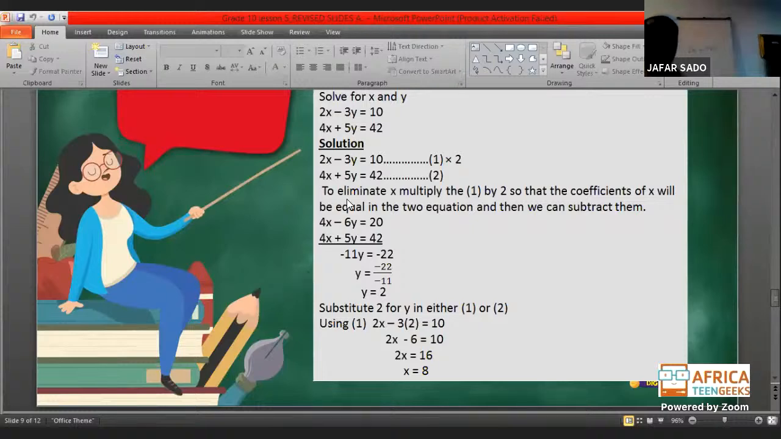Okay, let me explain this question again on the board. Maybe Sanele can understand. So Sanele, I'm going to do that same question on the board, so please pay attention. It's 2x plus 3y equals 10, and then 4x plus 5y equals 42. All right, guys. So let me share.